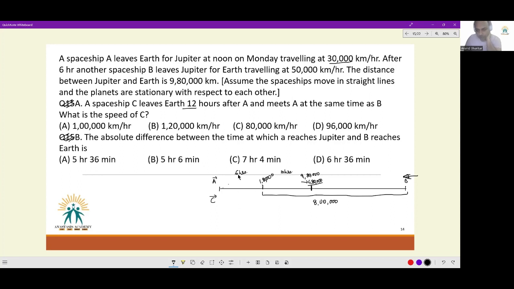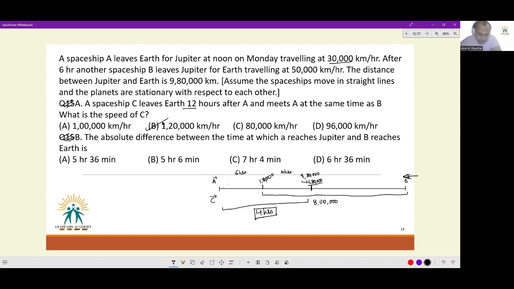After 12 hours after A. So if A has traveled for 16 hours, C has to travel this duration in 4 hours. He has to travel this distance in 4 hours. In 4 hours, he has to travel 4,80,000. So the speed with which he has to travel has to be 1,20,000. Okay, 4,80,000 divided by 4.